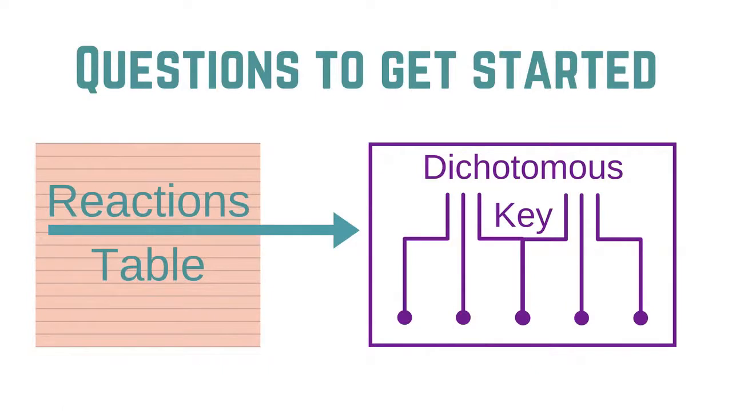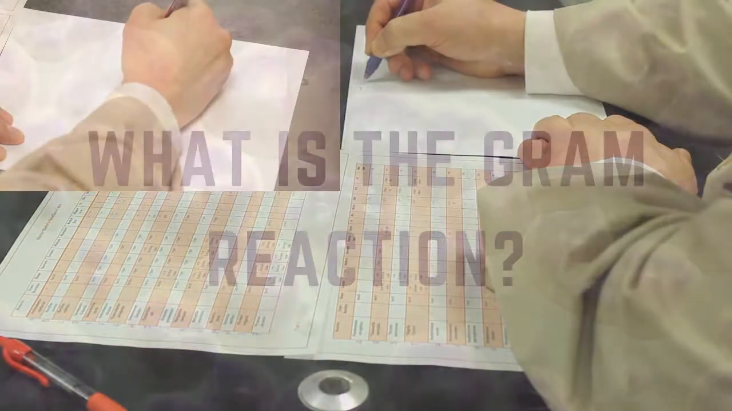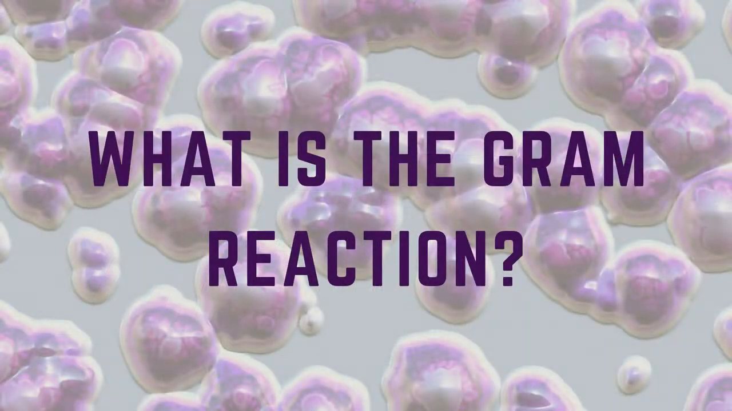The next step is to create the actual key. In order to do that, we need to ask a series of questions. The first question we'll ask in any bacterial identification is, what is its gram reaction? So let's go ahead and write that at the top. And you want to make sure you leave yourself plenty of room to answer these questions.